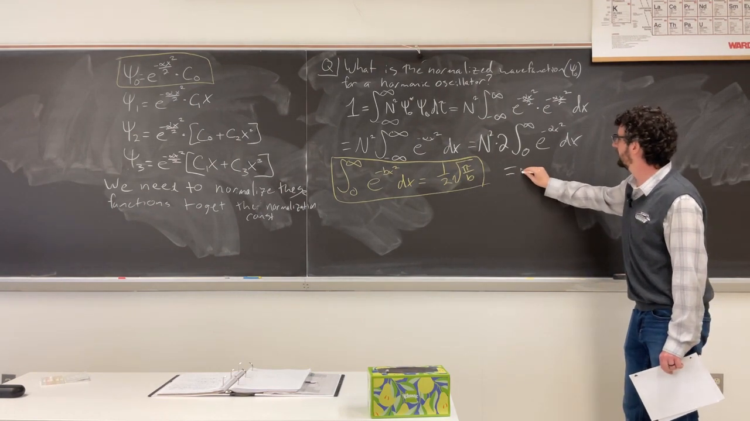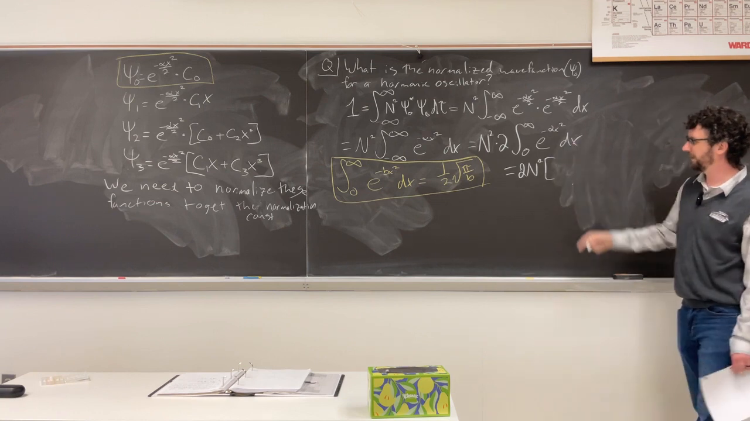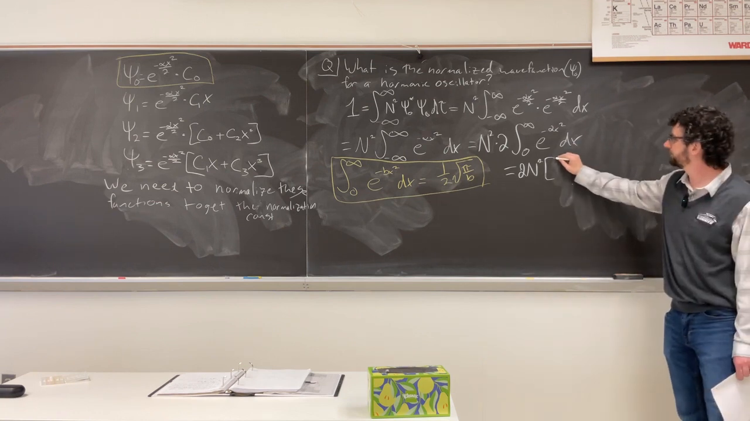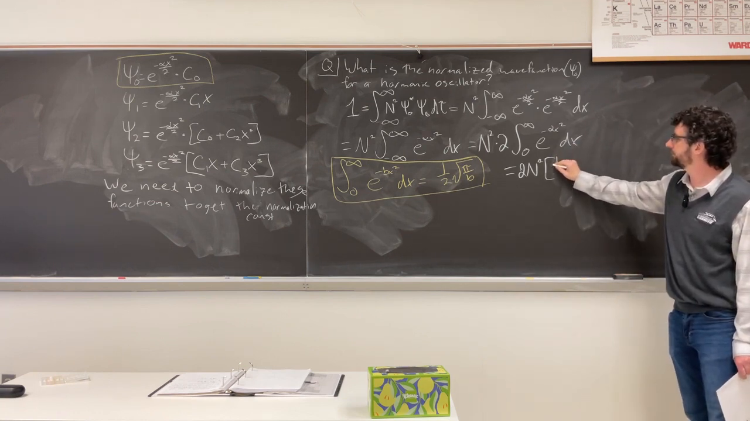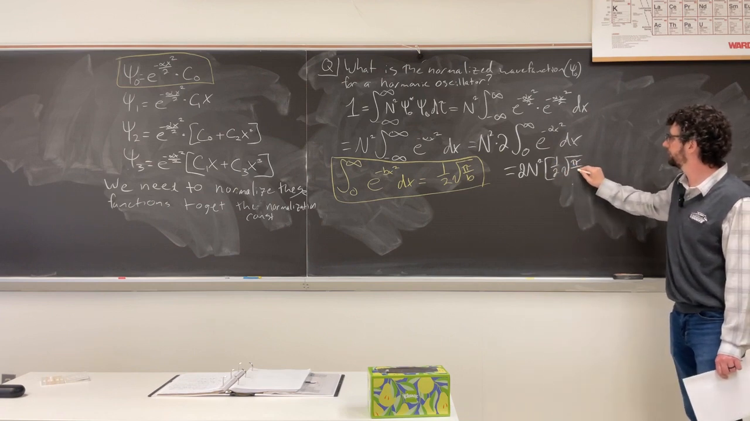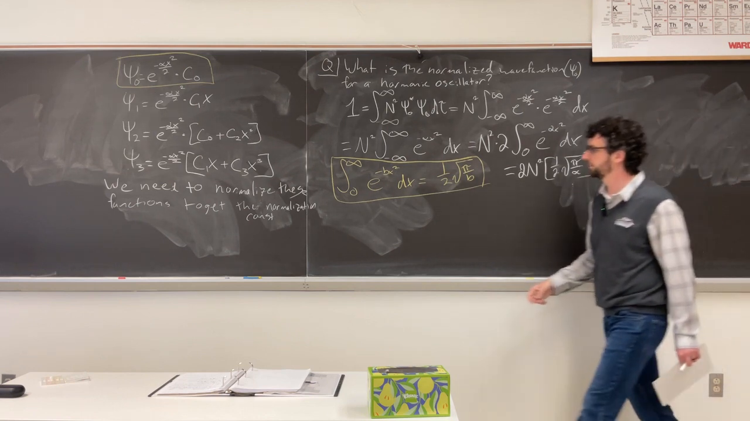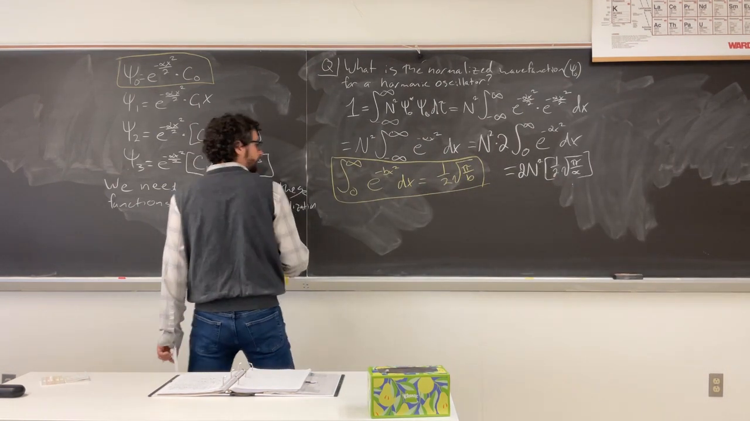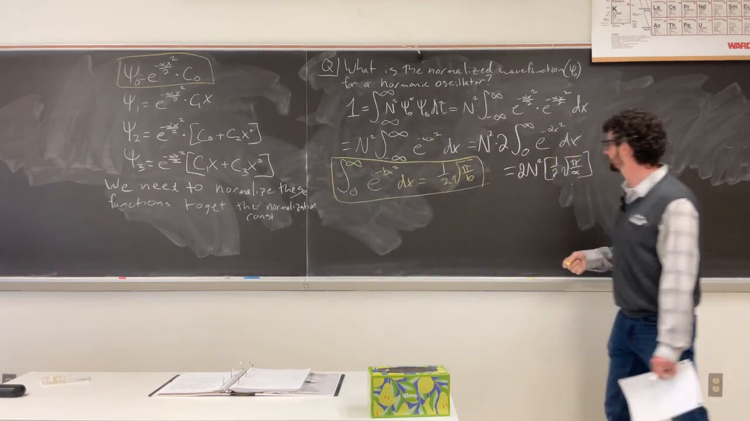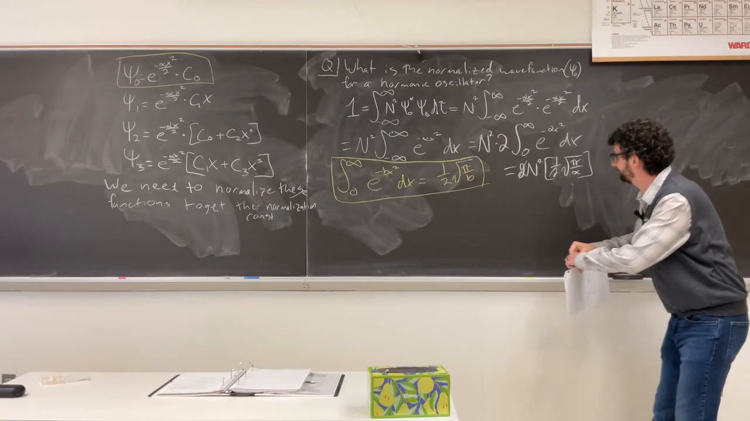We integrate that thing. What am I going to get out after I integrate? 1/2 square root of pi over alpha. Yep. Okay, simplify that a bit further for me. N squared times the square root of pi over alpha. Yep.